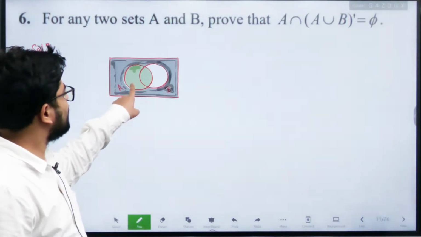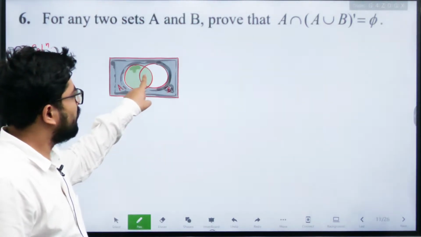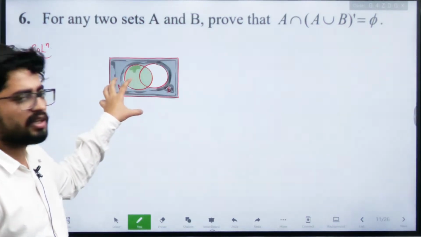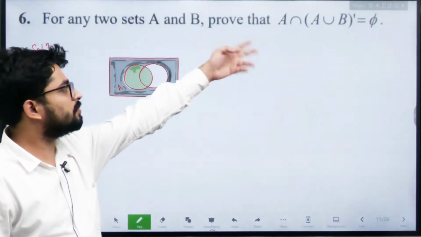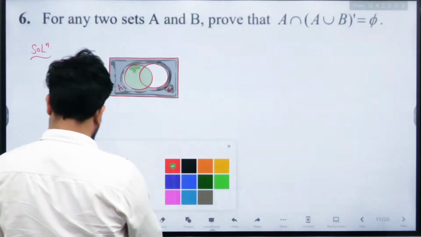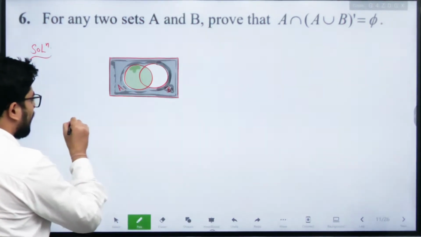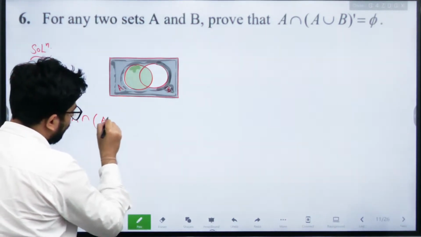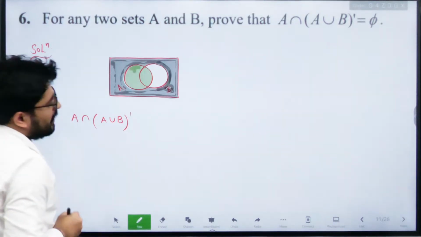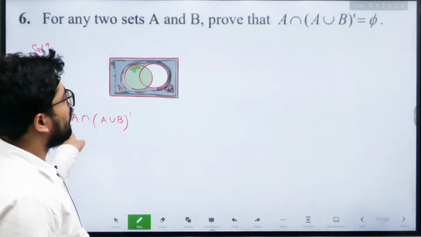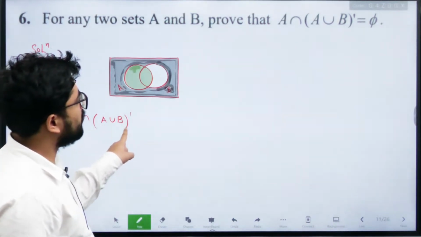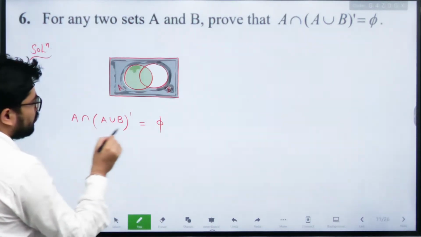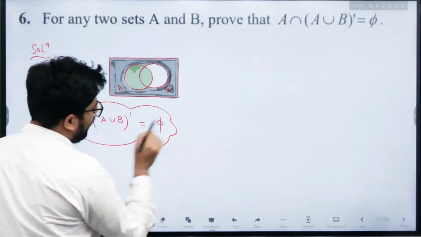Okay, so A set is this, complete set A, and the black portion is what? That is your A union B dash. So do you have something common in between them? Nothing. So from here you can clearly say A intersection A union B dash, A intersection A union B whole complement is equal to what? That's an empty set. Okay, proof using your Venn diagram.